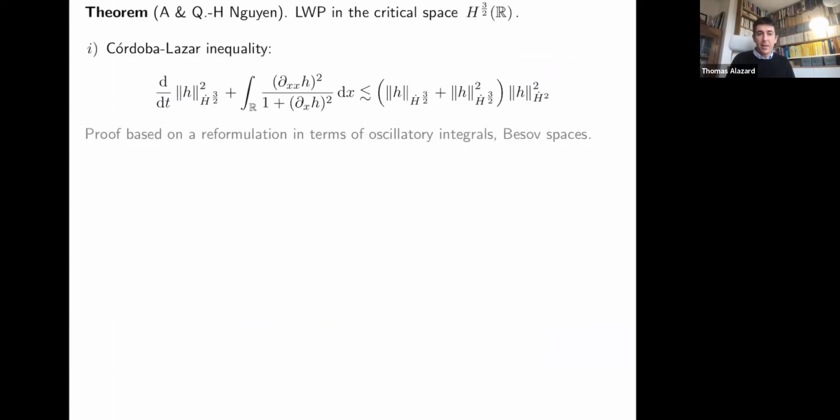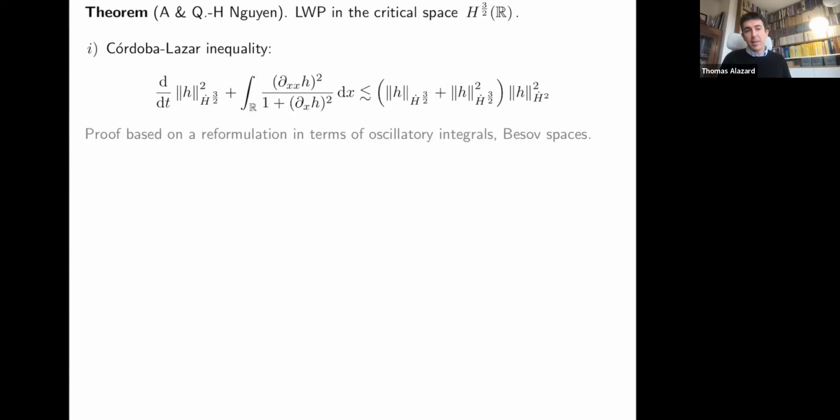With Kokung Nguyen from Beijing, we prove that the Cauchy problem is in fact locally well posed in the critical Sobolev space H^{3/2}(R). Not only the subcritical space, but the critical space. So for this equation, we can do better compared to the Euler equation, in fact.